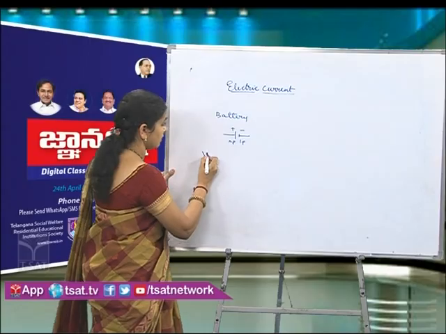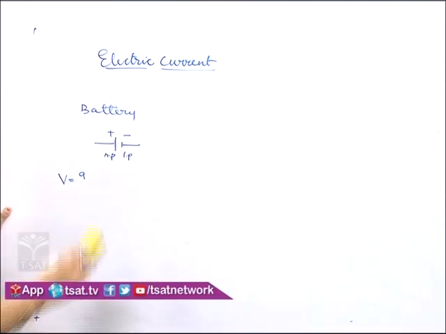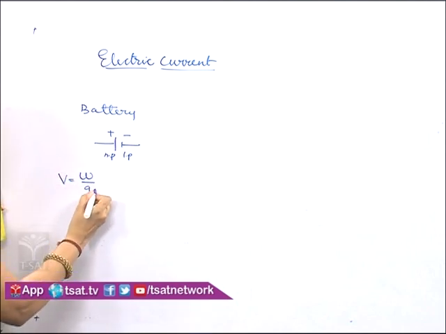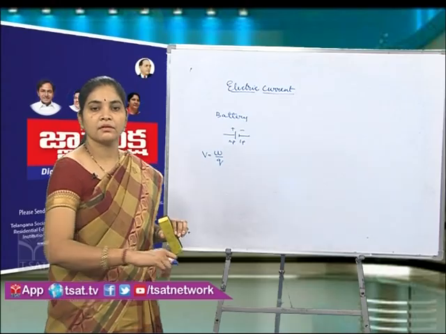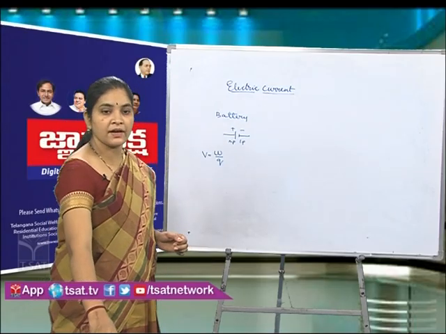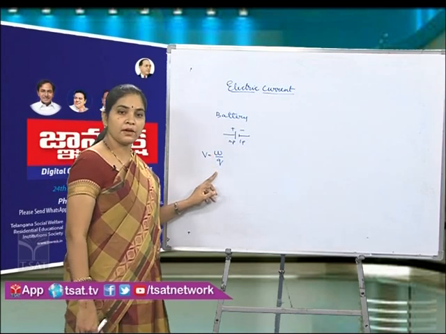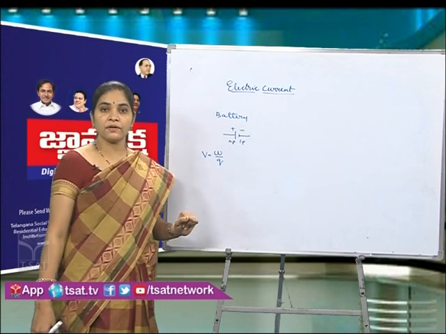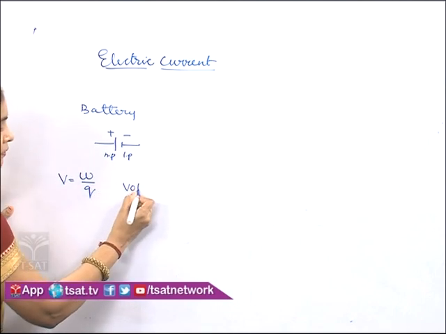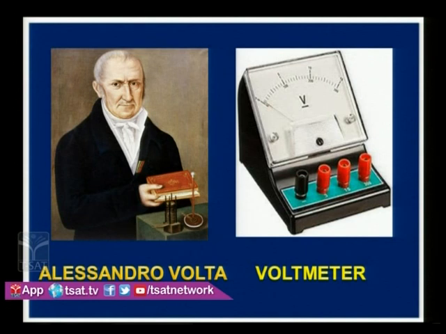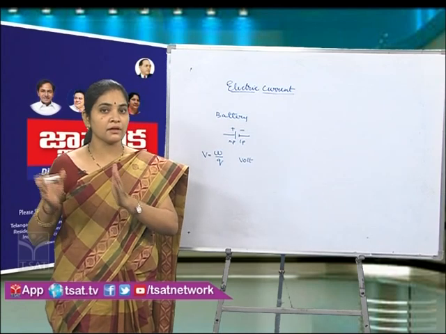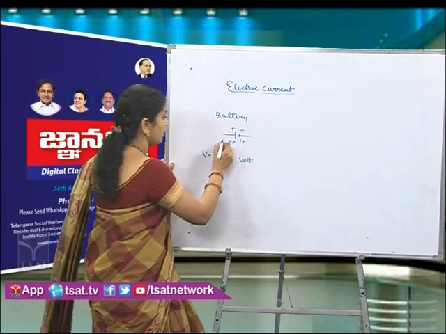Let us define electric potential. Electric potential is the amount of work done to move a charge from one point to another point. The unit of electric potential is volt. It is named after Alessandro Volta, a famous Italian physicist who prepared a cell which can convert chemical energy into electrical energy. As it measures potential difference across the conductor, it must always be connected in parallel.